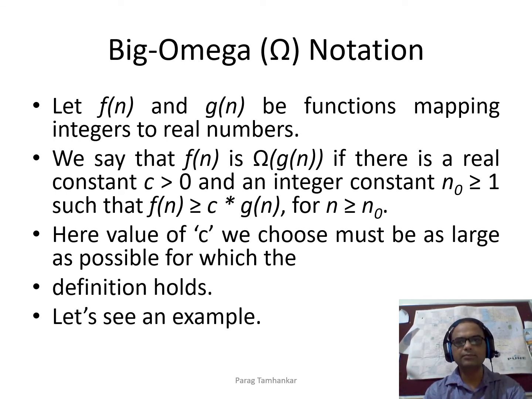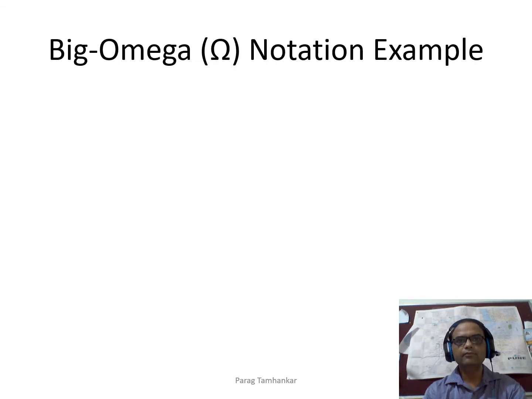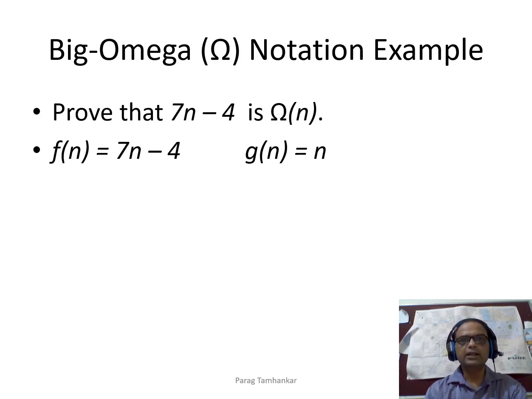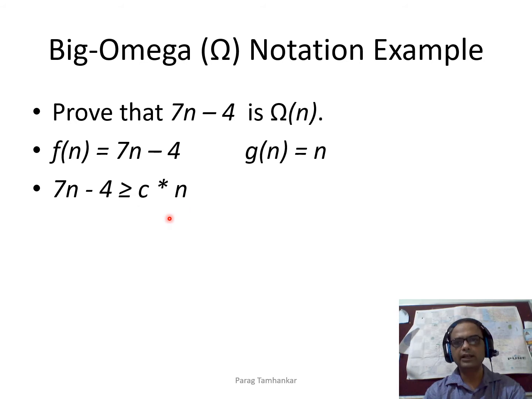So let's see an example. Suppose we have f of n as 7n minus 4 and g of n is n. So we want that 7n minus 4 should be greater than or equal to c into n. Now if you choose c as 5, then this is 5n. 7n minus 4 is greater than or equal to 5n. Does it hold? Well, if you choose n as 1 for example, then it would be 7 minus 4, that's 3, and 3 greater than or equal to 5 is false.